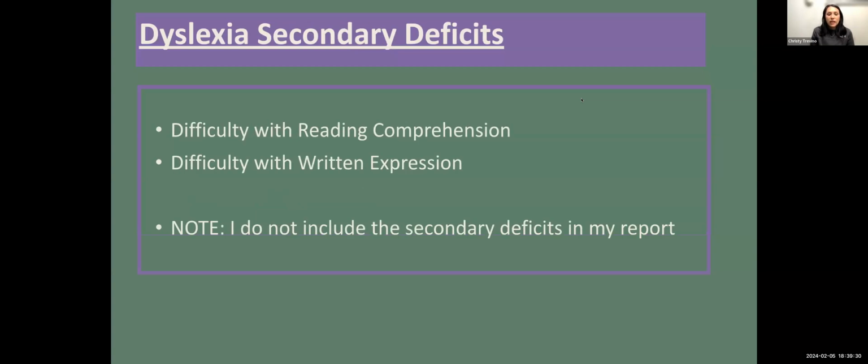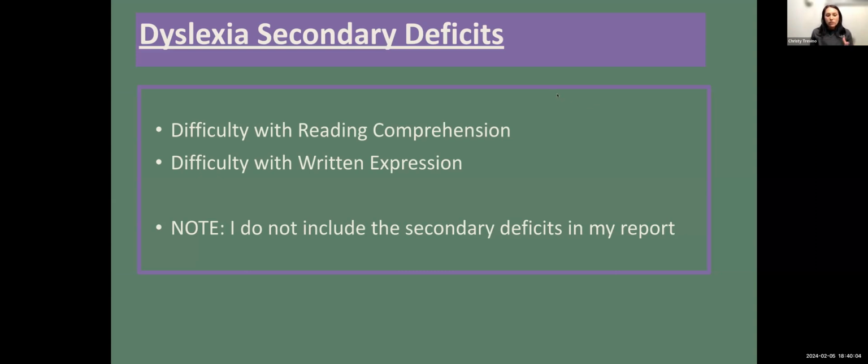Secondary deficits also come along with the reading comprehension and written expression. Whenever I'm writing a report, I don't ever say that these are the areas that are secondary deficits, but I do consider that if the student has a low basic reading skill and a low reading fluency, the student most likely will have a lower reading comprehension. However, I don't specify that reading comprehension or written expression is due to a secondary deficit. Just try to keep that out.